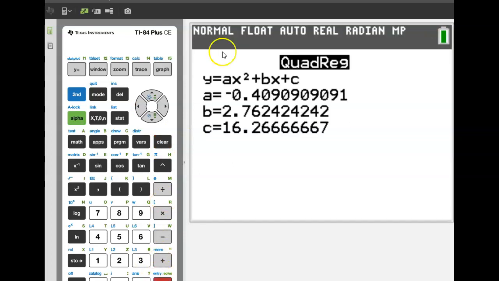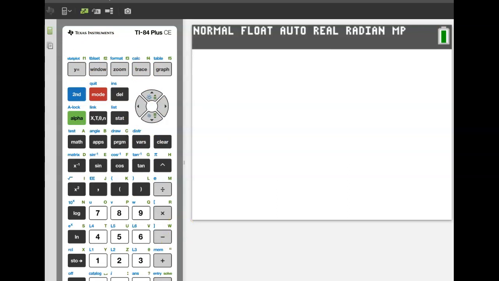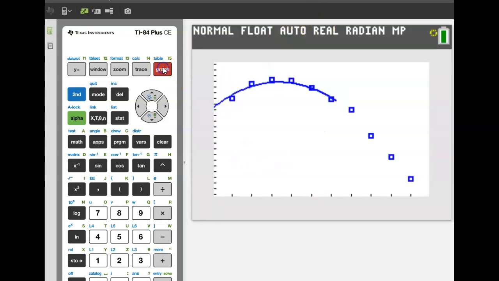This is the screen I get. Uh-oh, I don't think my diagnostics are on. Can anybody tell me how to do that? It's under mode. Down here it says stat diagnostics. And I want to turn that on so that I get some R values. Now they won't all give you R values. It depends on if it can calculate whether it fits well. Now, I got an R squared value for this one, okay? But it is very close to 1. And if I look at the graph again, you think it's a good fit?